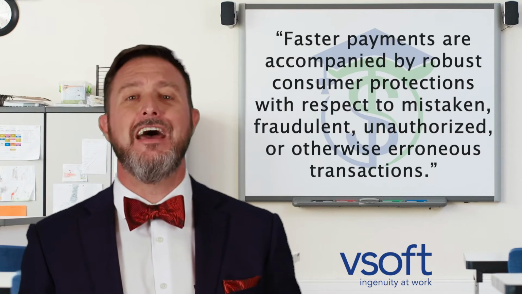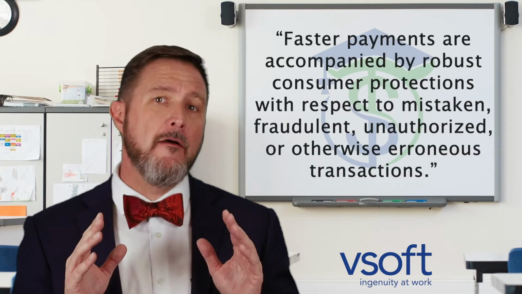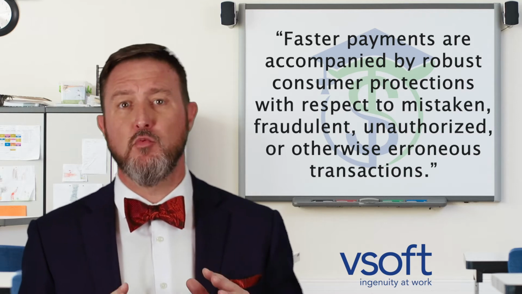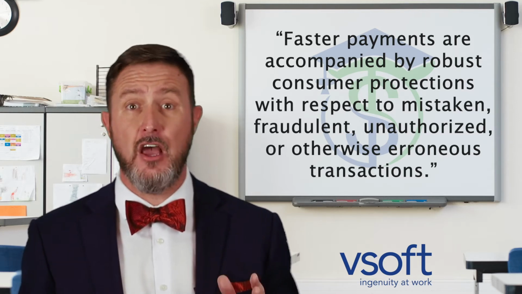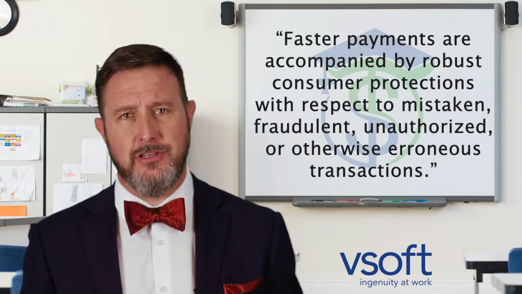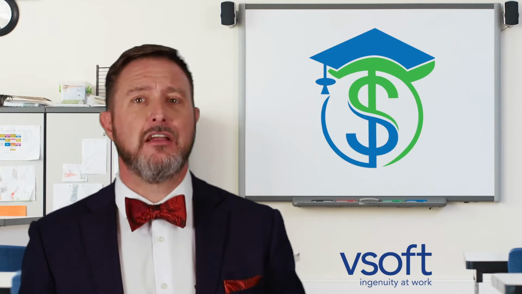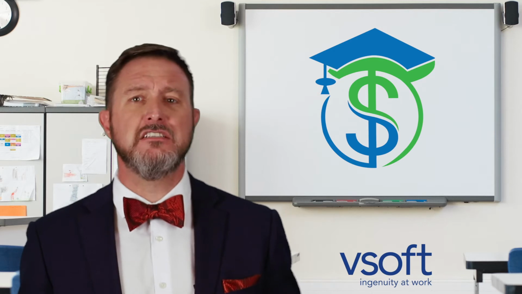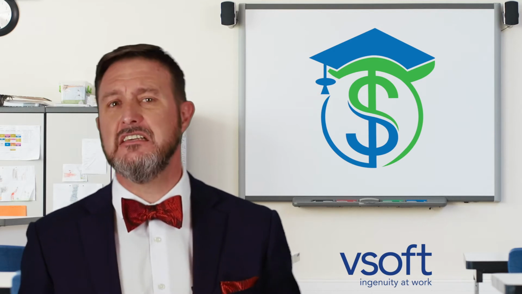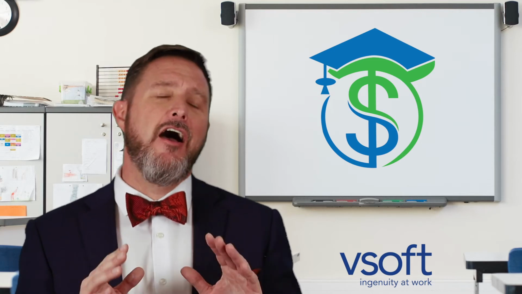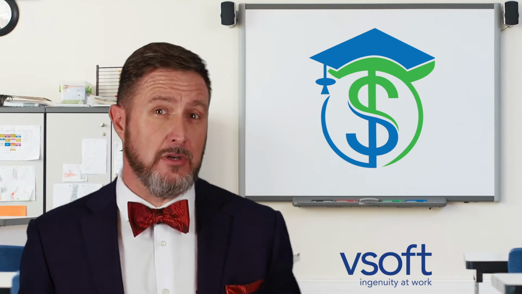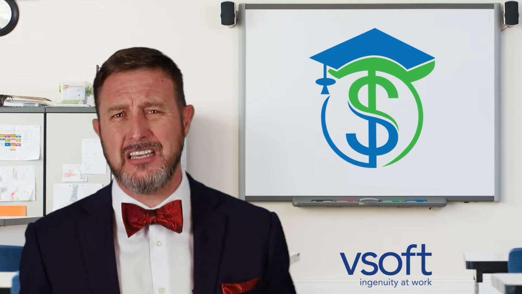Next. Fraud and error resolution protections. Faster payments are accompanied by robust consumer protections with respect to mistaken, fraudulent, unauthorized, or otherwise erroneous transactions. System architecture ensures that information is created and recorded to facilitate post-transaction evaluation. All right, so how's that one work? RTP has reconciliation windows with detailed reports of all activity.